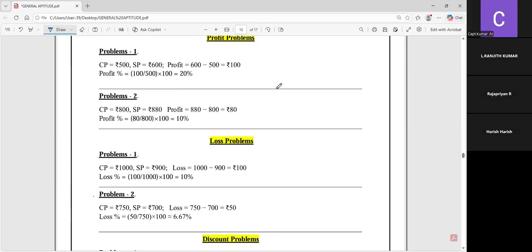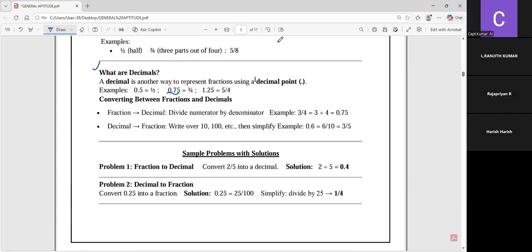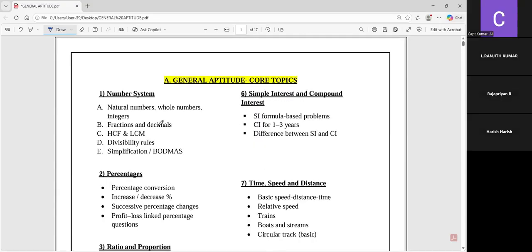So today we discussed these topics. First, numbers. We discussed what is the natural number, what is the whole number, and integers, the same, and what is the fraction and decimal. Then HCF and LCM, and the division rules, and simplification with brackets, divide, multiplication, addition, subtraction, and currency. That was the first problem.